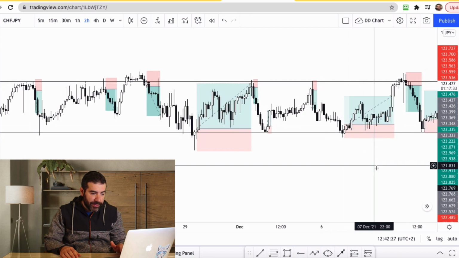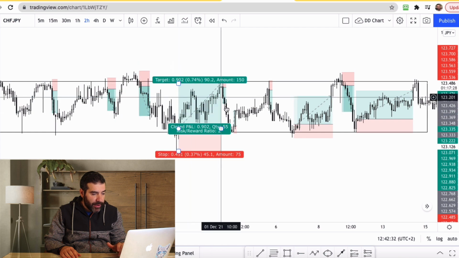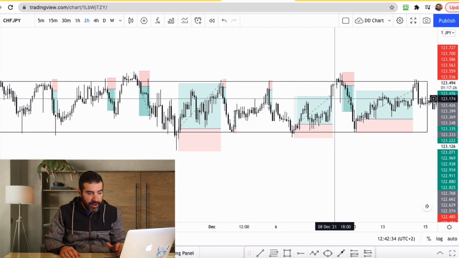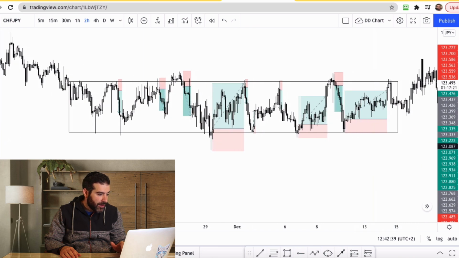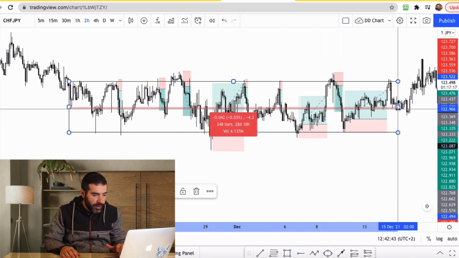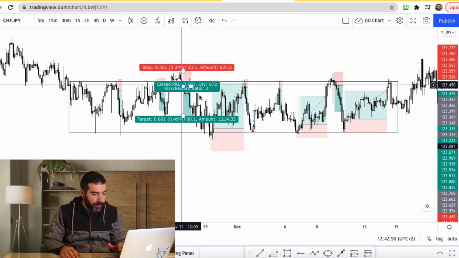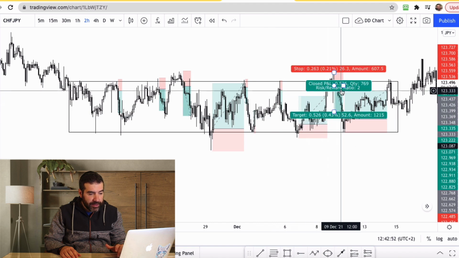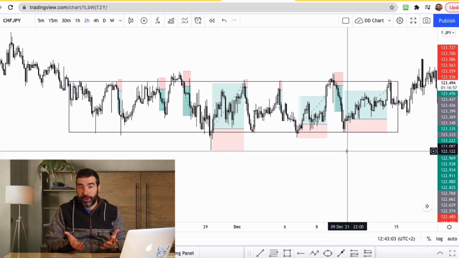Look how many we have here. It's unbelievable. We have 1, 2, 3, 4, 5, 6, 7, 8, 9, 10. This is a 2-hour chart, so that means we could measure it over here. In a total of 28 days and 18 hours, we had 1, 2, 3, 4, 5, 6, 7, 8 possibilities of just trading the tops and the bottoms, going for the 2-to-1 ratio.